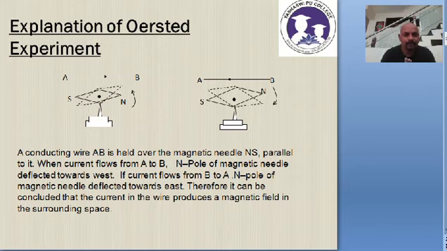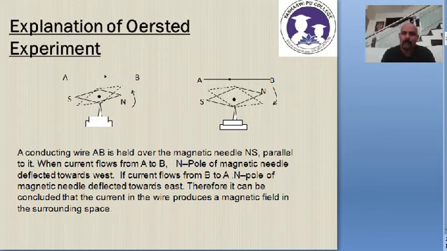Suppose the current flow in the wire stops, the deflection of the needle also stops, which means very clearly that as long as the current flows in a wire, so long there will be a deflection, telling that there is a magnetic field surrounding.